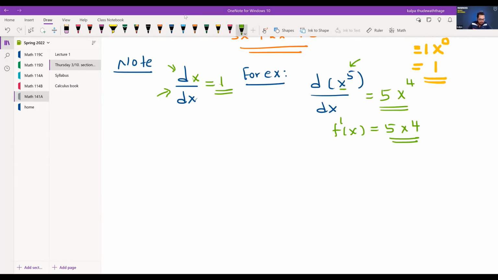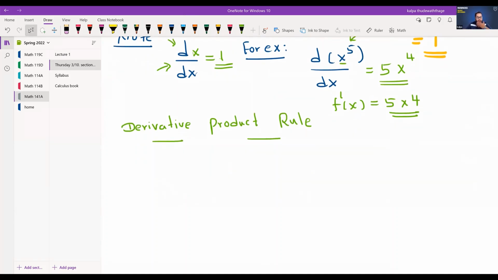So the next thing is called the derivative of the product rule. We talked about sums, now we are talking about the product rule. This is a little tricky and a little harder than the power rule. Let me write the definition and I will explain. Before explaining the theorem, I will give you one example and then come to the definition.